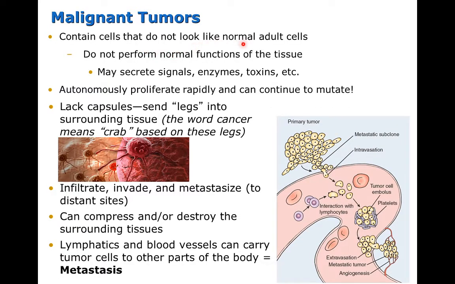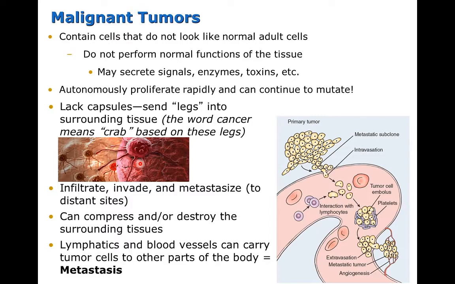Malignant tumors contain cells that do not look like the tissue of origin, and they're unable to perform the normal functions of the tissue. The tumor may secrete signals, enzymes, toxins, etc. Remember that malignant cells, and thus malignant tumors, tend to proliferate rapidly, and they can continue to mutate. They don't have capsules like benign tumors do, and they tend to send legs into the surrounding tissue.